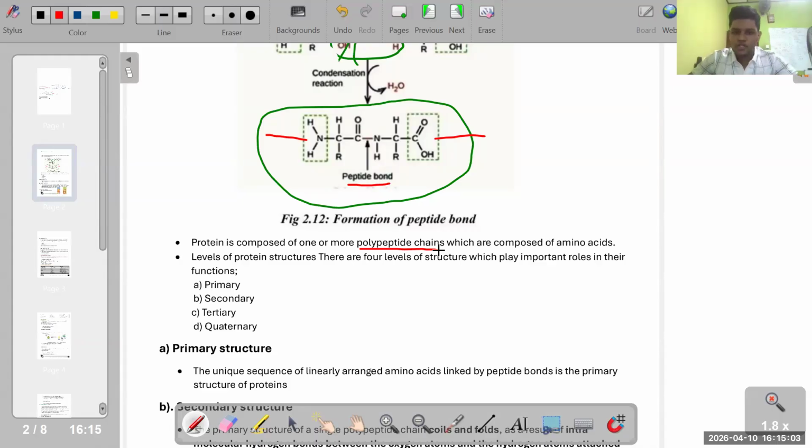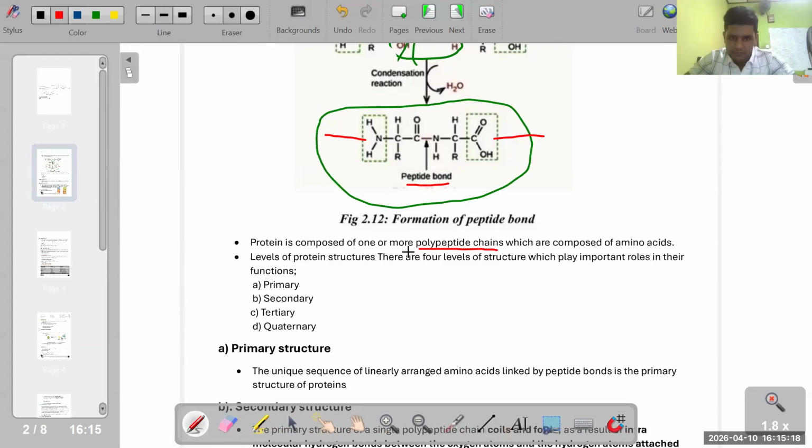But there can be shorter chains, right? If there are 3 amino acids, it is called a polypeptide chain. If there are 4, it is a polypeptide chain. 5 amino acids means it is a polypeptide chain. Can you understand? So in a protein, there can be one polypeptide or more polypeptide chains. Can you understand that?